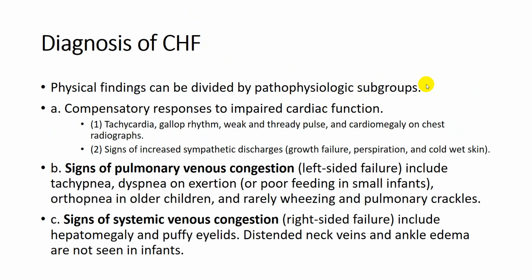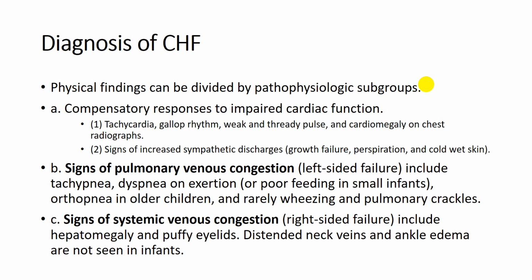Physical findings can be divided by pathophysiologic subgroups. A. Compensatory responses to impaired cardiac function. So the patients come with tachycardia, gallop rhythm, weak peripheral pulses, cardiomegaly on chest X-ray, signs of increased sympathetic discharge, growth failure, sweating, cold wet skin. This is the first subgroup.